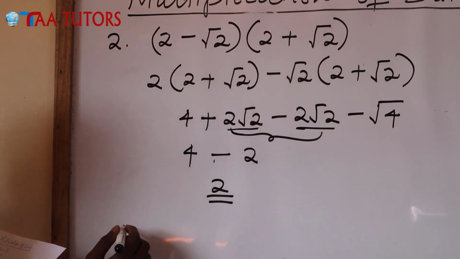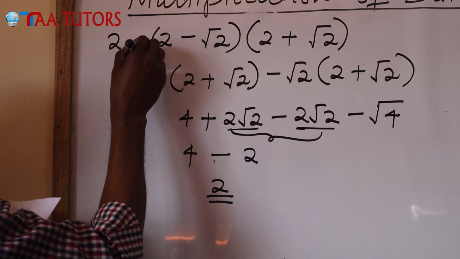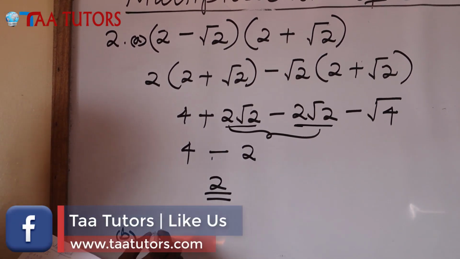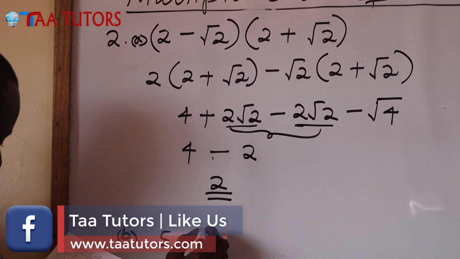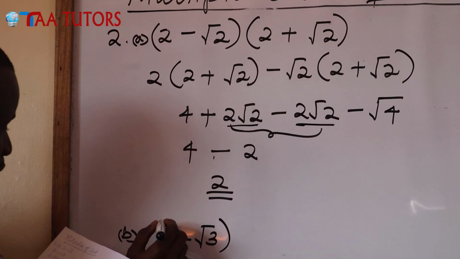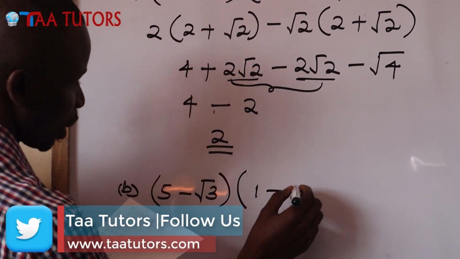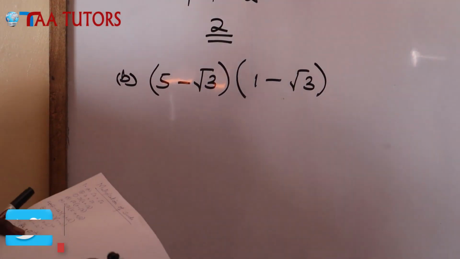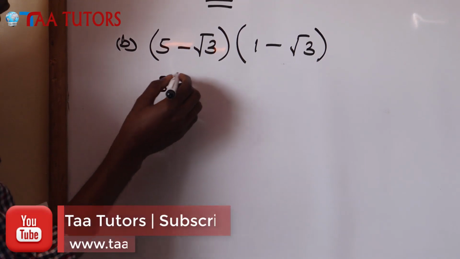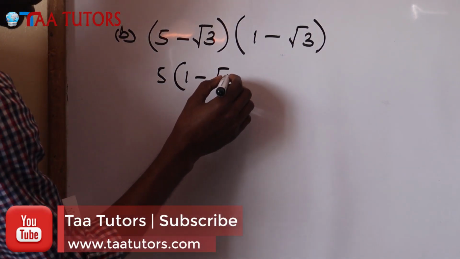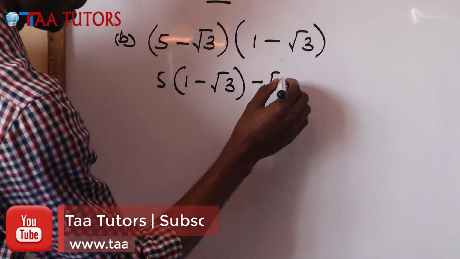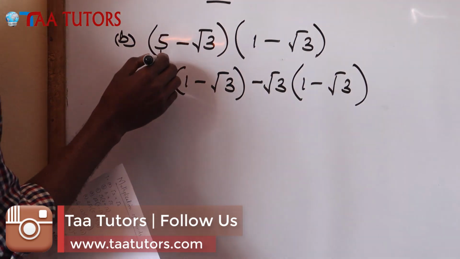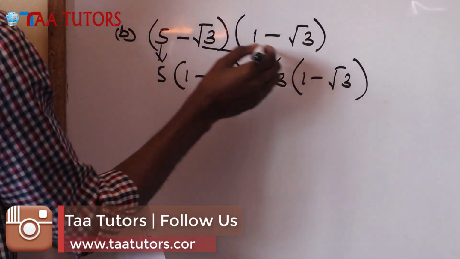What about if we have, this was 2a, what about 2b, which is 5 minus surd 3 into 1 minus surd 3. So this is another problem that we have. Let's expand it the way we have done that. That is 5 into 1 minus surd 3, minus surd 3 into 1 minus surd 3. What I've done is I'm using this one to expand the other one.